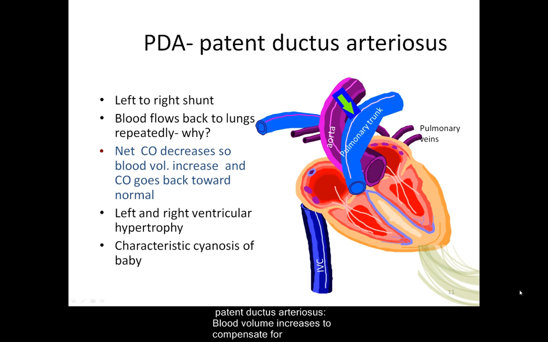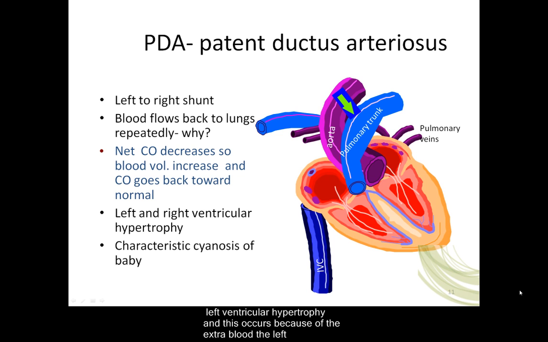The following are features of patent ductus arteriosus. 1. Blood volume will increase to compensate for the decrease in the baby's cardiac output. You should review the roles the kidneys have in releasing erythropoietin and why they release it. 2. There is a murmur or heart sound heard throughout systole and diastole. More lecture will be spent on murmurs.